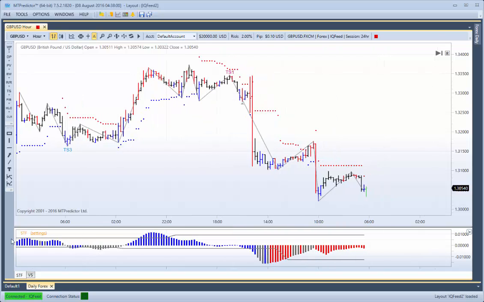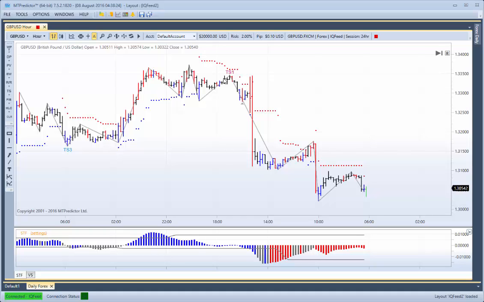Now remember, you guys who've been using MTPredictor for a while will know that we no longer use the STF, the strong trend filter, because this is an indicator. Most indicators are lagging and therefore it changes colour too late. And as you can see, when you had this TS1 sell, it would have been blue, indicating an uptrend, therefore you'd have missed it.